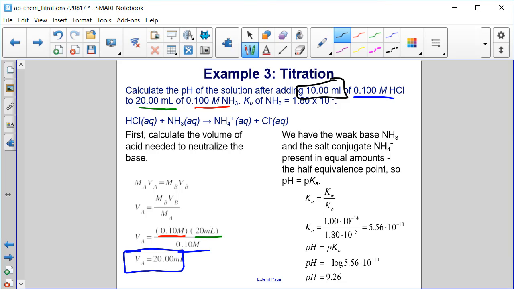Because this is a weak base being titrated, we can find Ka from Kw divided by Kb, which is provided. We get 5.56 times 10 to the minus 10. And then pH is equal to pKa, or the negative log of the Ka. We get a pH of 9.26.